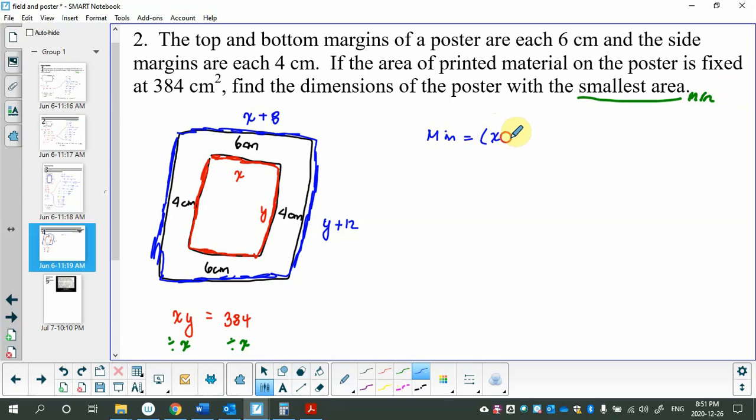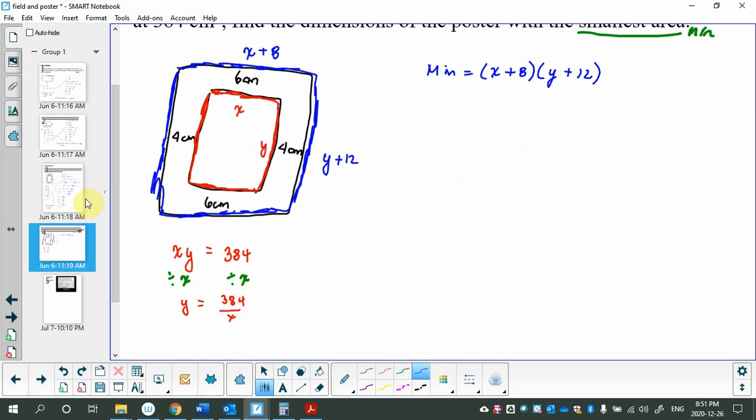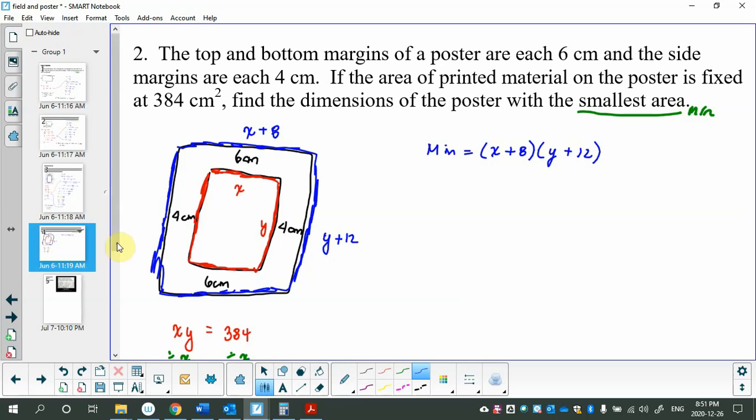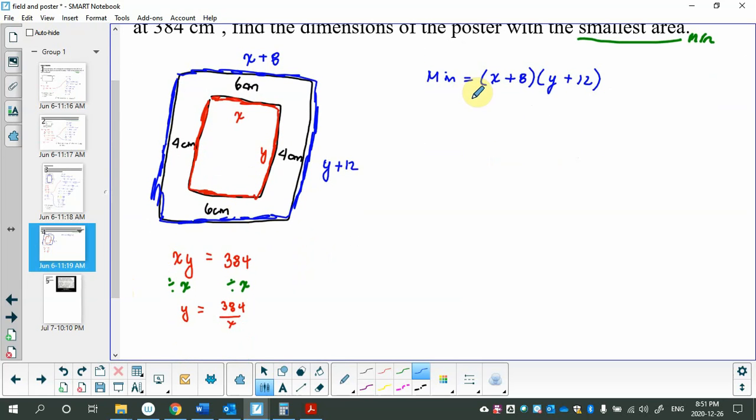So x plus 8, y plus 12. And I said you could FOIL this out or you could plug this in. So in the last question, I said FOIL out, then plug in. So this one I'm going to plug in, then FOIL out, just so you can see the difference. So the x plus 8 bracket will stay the same. The y will turn into 384 over x and still the plus 12. And now I have to FOIL.